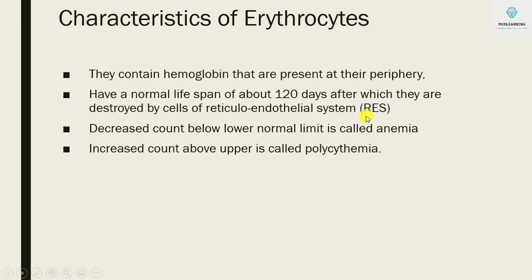So if you have a decreased amount of red blood cells, it is called anemia. And if we have an increased amount of red blood cells, it is called polycythemia. So these are like contrasting words. They don't have any relation between themselves, but poly essentially means increased, and a means lack of. So you can understand in those terms as well.